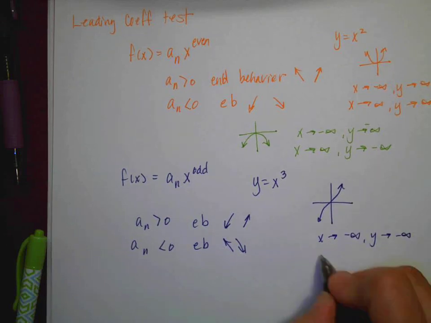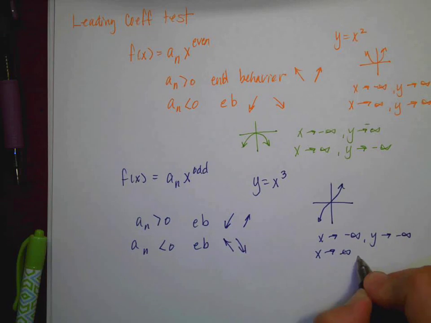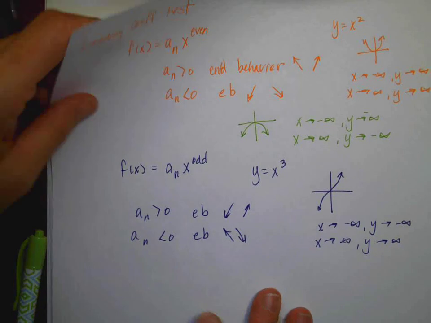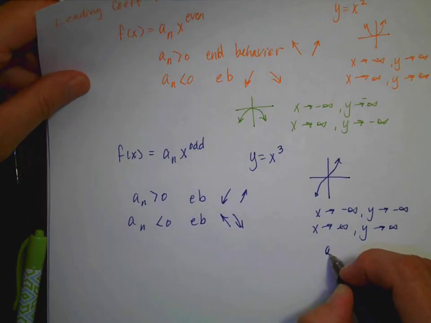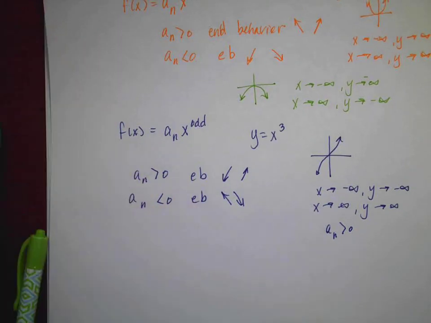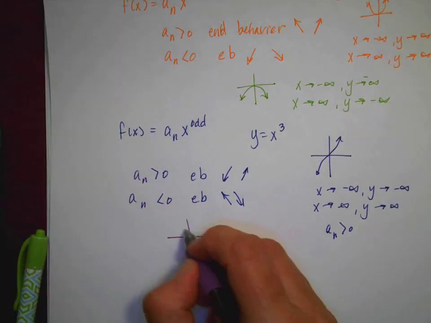So this would be as x approaches negative infinity, the y's are approaching negative infinity. And as x approaches positive infinity, the y's are approaching positive infinity. So that is the standard. This is when a sub n is greater than 0.